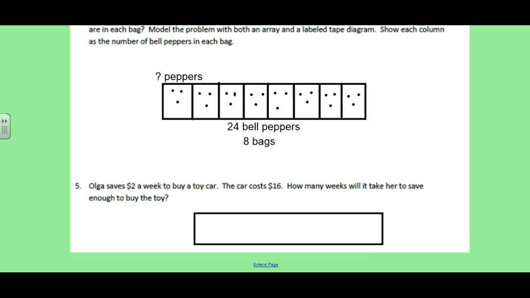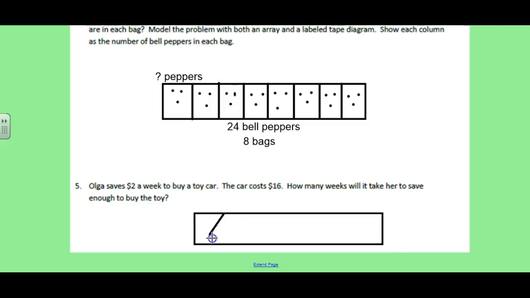Then we're going to have to look back at the problem and ask ourselves, what do we know? How are we going to make this tape diagram correctly? So it says she saves $2 a week. So I want you to think of a week being a group. What the question is asking us is how many weeks will it take her to save enough? So we don't know how many groups are going to be in this tape diagram. So we're just going to have to draw one group, because that's all we know so far.